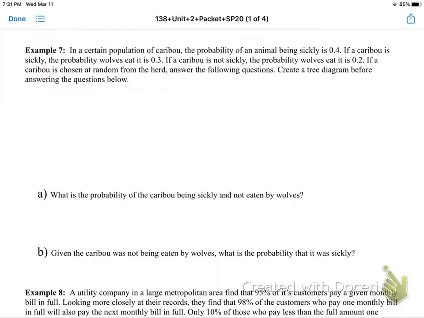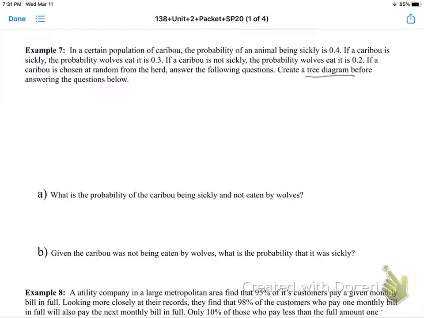So the term tree diagram here is referring to a diagram that looks like a set of tree branches, basically. And the reason that we try to establish that from this particular problem is that we can see, if we read a little bit more carefully, that these second two sentences, like if a caribou is sickly, the probability wolves eat it is 0.3, that's a given statement. It says the probability of wolves eating it, given it's sick, is 0.3.